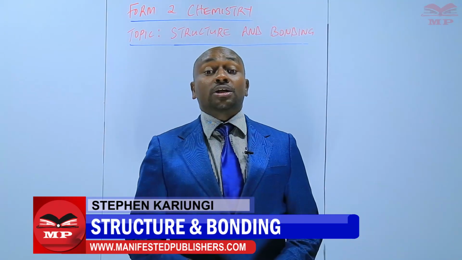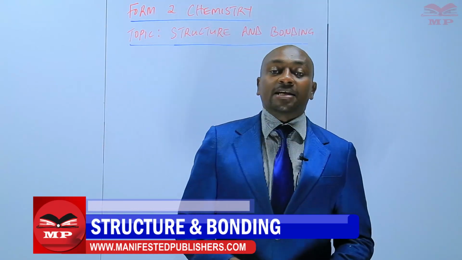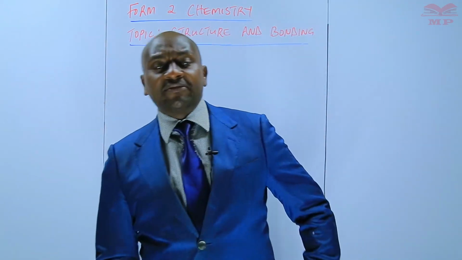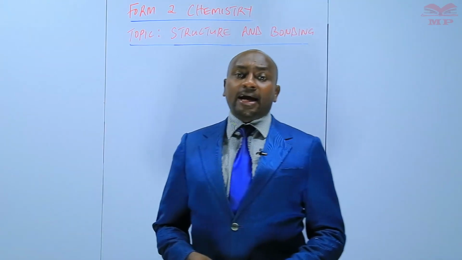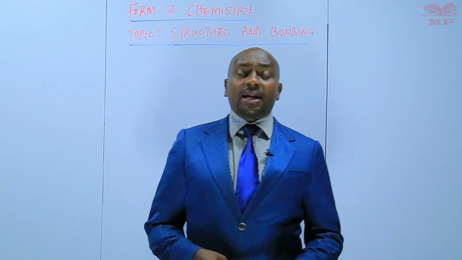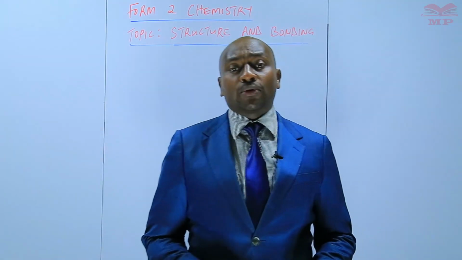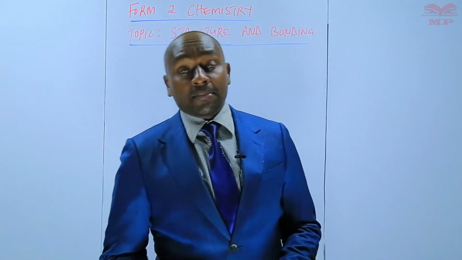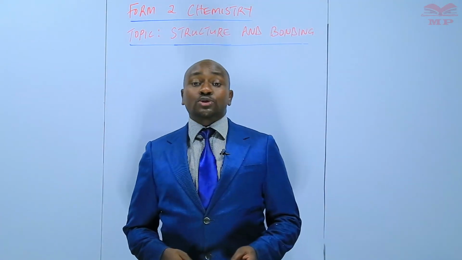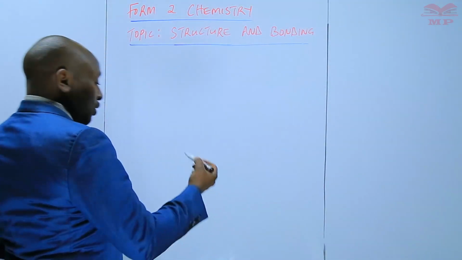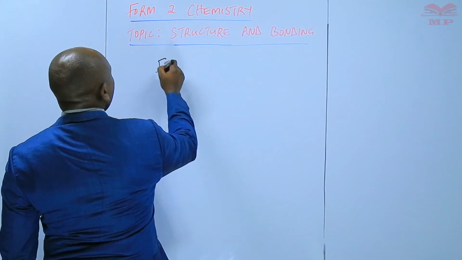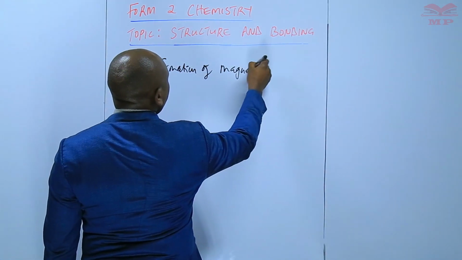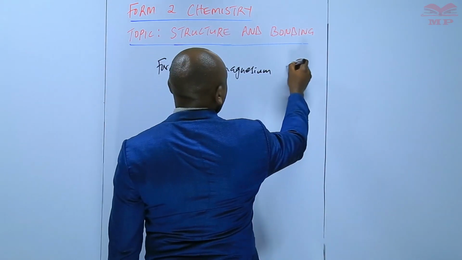A topic in Form 2 chemistry, and this is structure and bonding. Now, we are going to see the various ways of illustrating ionic bonds, and during our last lesson, we saw an example of how to illustrate by use of a dot and cross diagram the structure of sodium chloride. So today we are going to illustrate formation of magnesium fluoride.